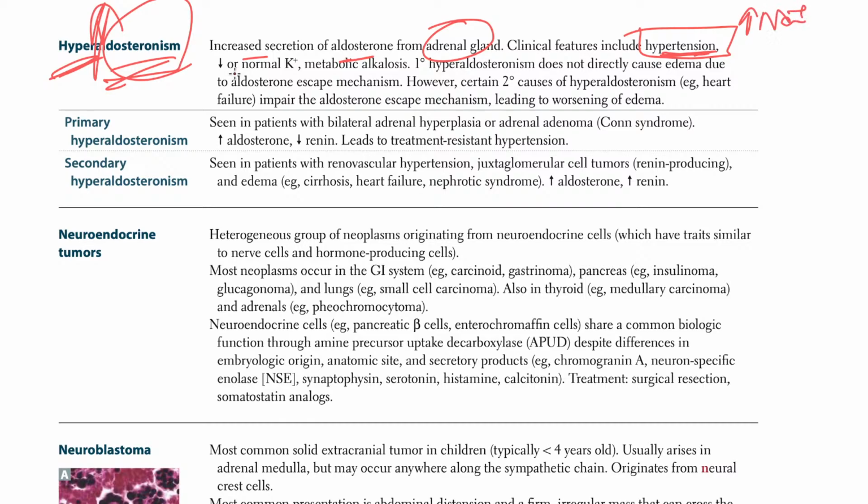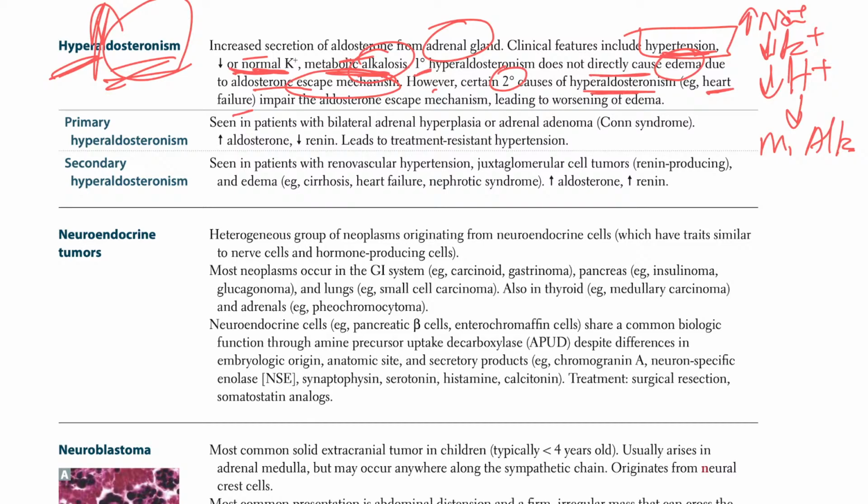Decrease or normal potassium. Normally you wanted to throw out potassium, so you're going to have a low potassium. Metabolic alkalosis, yeah, you're going to have metabolic alkalosis because you're also throwing out hydrogen ions, right? Primary hyperaldosteronism does not directly cause edema due to the aldosterone escape mechanism. However, secondary cause of hyperaldosteronism, example, heart failure, impairs the aldosterone escape mechanism, leading to worsening of edema.